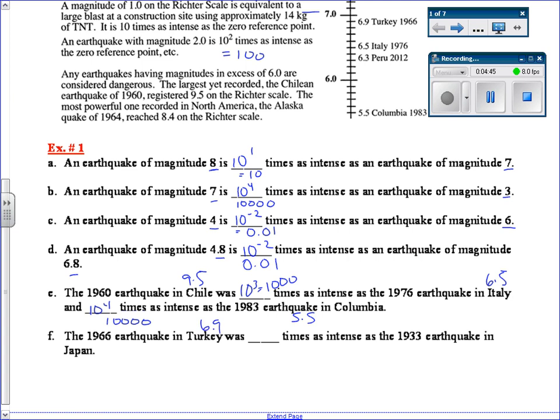so that 1966 earthquake in Turkey is 6.9, and the 1933 earthquake in Japan is 8.9. So again, that's a difference of negative 2. So 10 to the power of negative 2, or 0.01 times as intense.